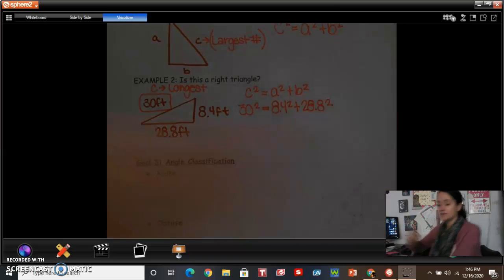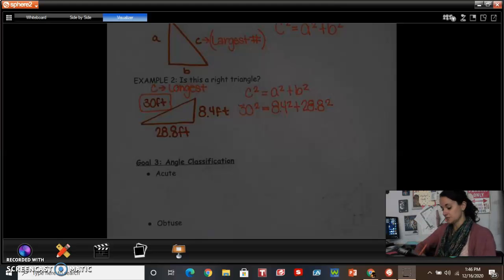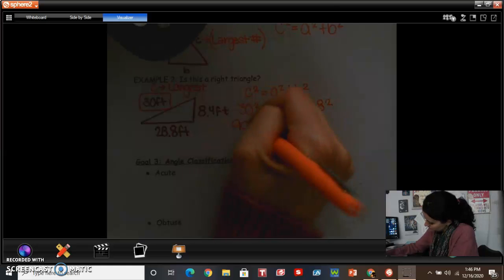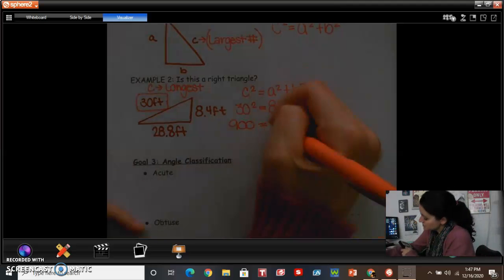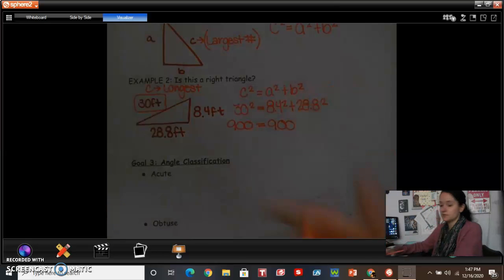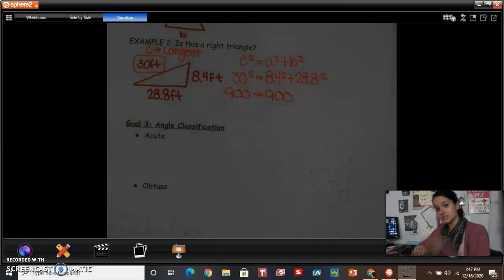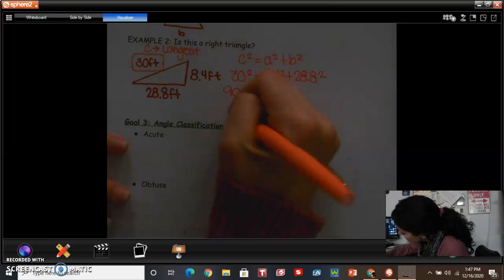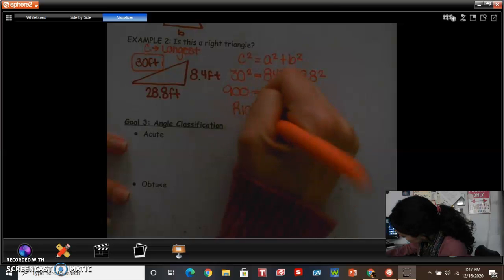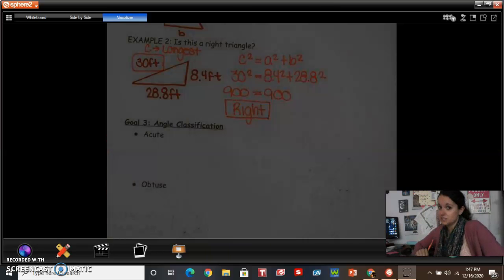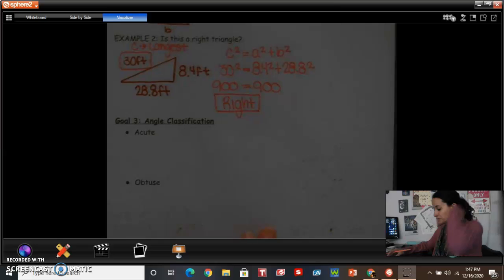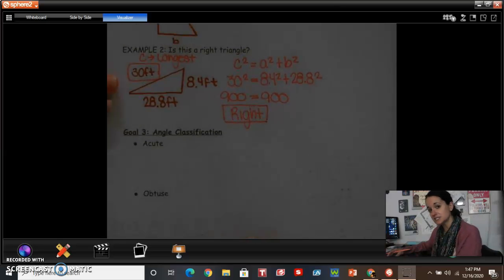And then use your calculator to check it. So 30 squared is 900. And then 8.4 squared plus 28.8 squared is also 900. So if they're equal, which in this case they are, then we know it is a right triangle. If they're not equal, it's not a right triangle. Okay, so you'll have problems like that on your homework. Yes, this is specifically an example from your homework.